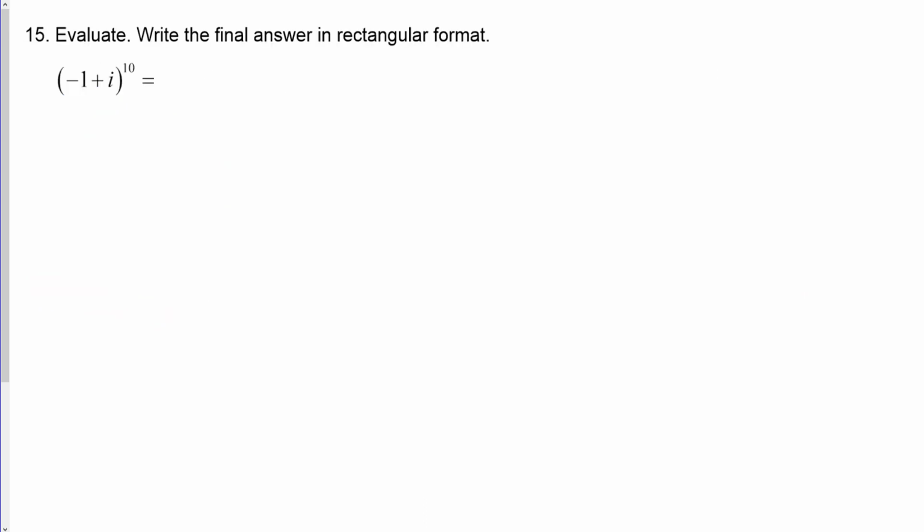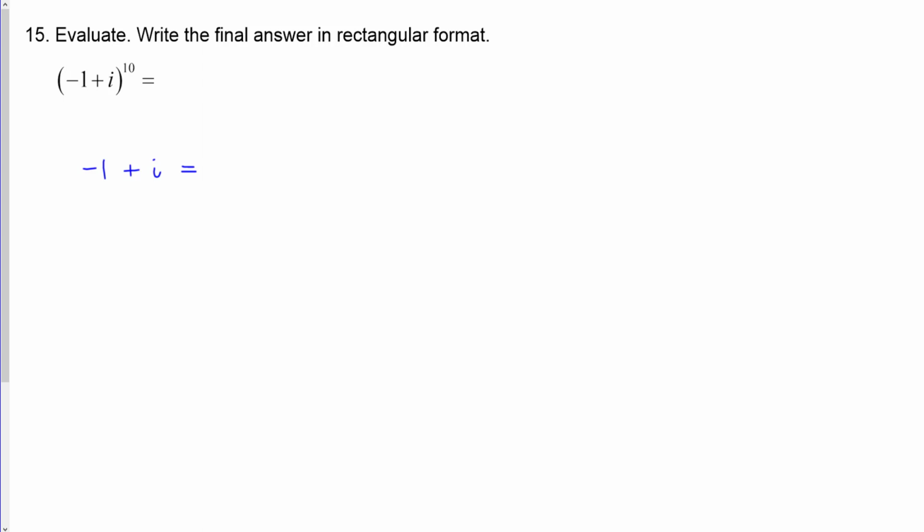Number 15, evaluate. Write the final answer in rectangular format. Okay, so negative 1 plus i raised to the 10th power. The first thing that I want to do is change negative 1 plus i into the CIS format, the trigonometric form, because then it's just a matter of multiplying something out.